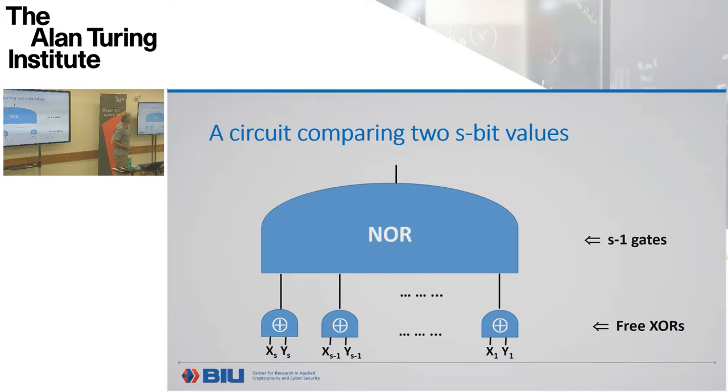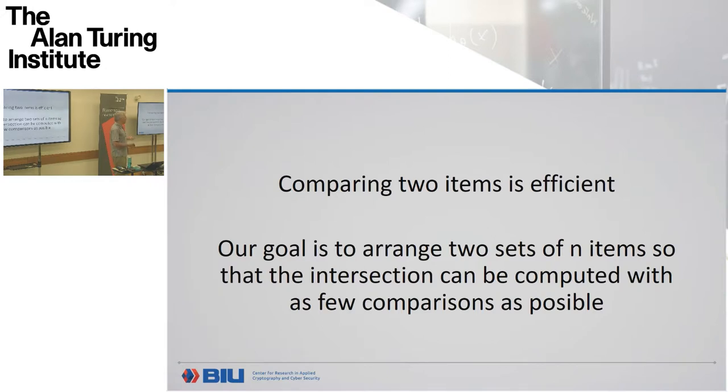So if we look at just comparing two specific values, say they are S bits, then comparing two values is very efficient. Basically, you have to XOR the ith bit of X with the ith bit of Y. The result is 0 if they're the same, and then you should compute the NOR of this. And with MPC, XORs are free, so you have to do basically S minus 1 gates for doing that. So comparing two 32-bit numbers can be done using essentially 31 gates, and we can process millions of gates per second, even more than that, so that's great. So comparing two items is efficient. The goal is to arrange the two sets of items so that we have to do as few comparisons as possible.